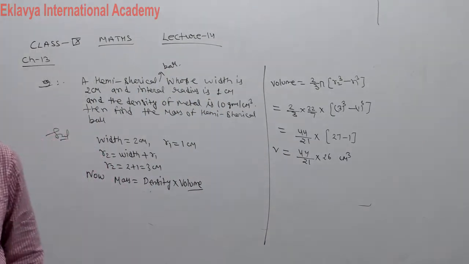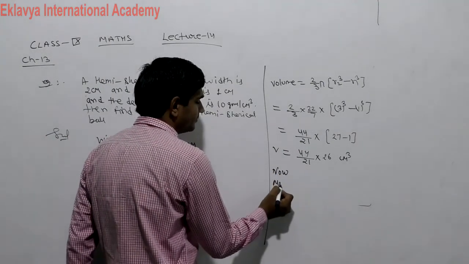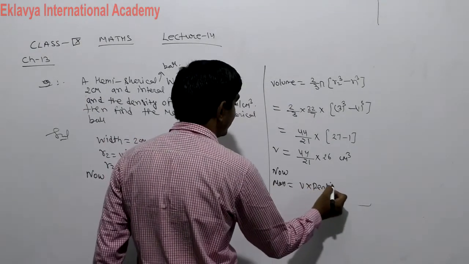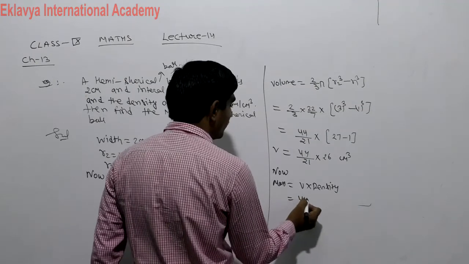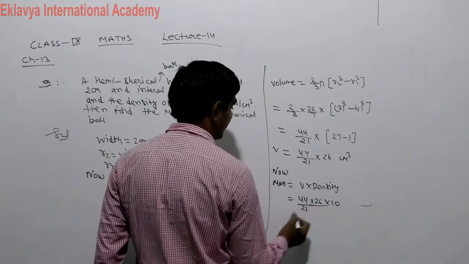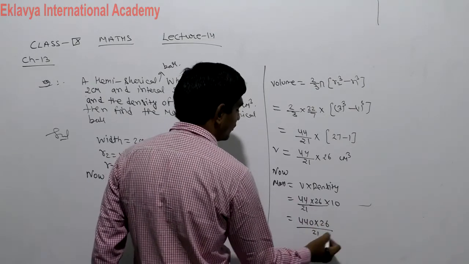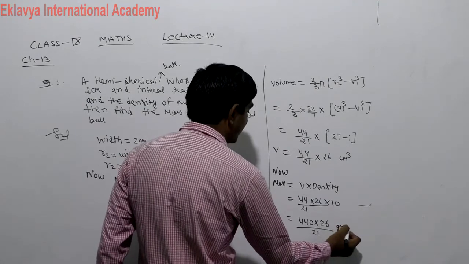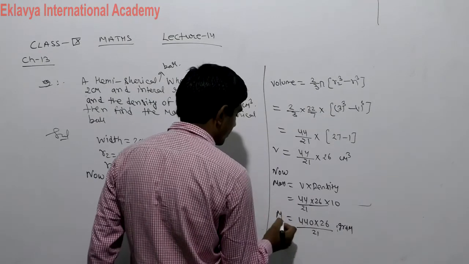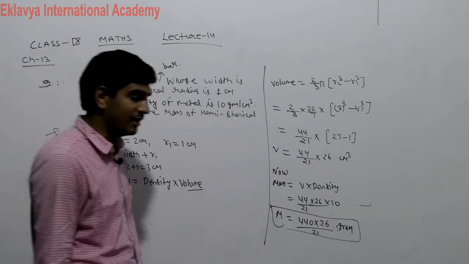But in the question, what do you have to find out? Now mass. So mass is equal to volume multiplied by the density. Put the values: volume 44 upon 21 into 26 into 10, 440 multiplied by 26 upon 21, which will come in gram. That is the mass of the hemispherical ball.